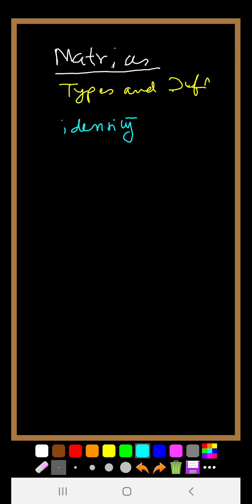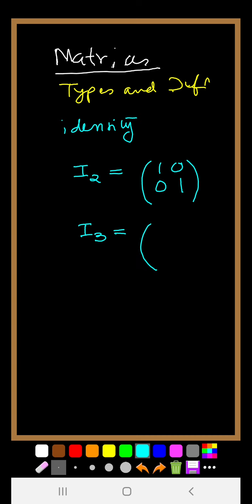So this is given by, say, matrix I2 is equal to 1 0 0 1. The reason it has been named I2 is because it's a second order matrix, a 2 cross 2 matrix. Similarly, you can have a 3 cross 3 matrix as well, given as I3. It is 1 0 0, 0 1 0, 0 0 1. These are the identity matrices.